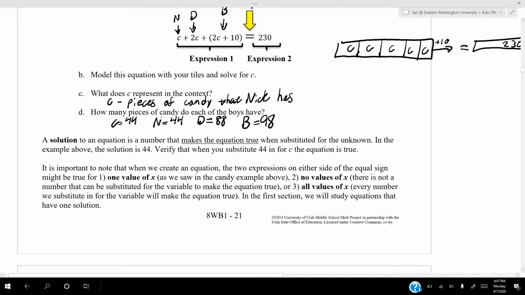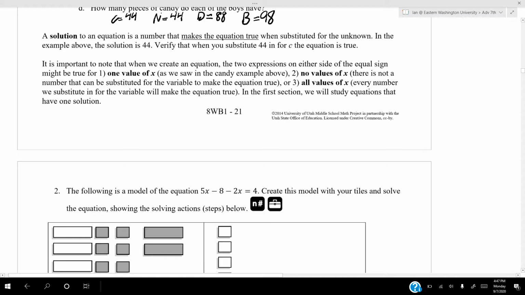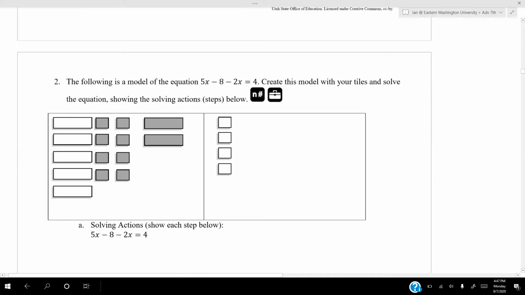So now we're going to look at a lot of equations that have one solution for now. We will look at some that have none and all. It's going to be a lot of fun, guys. Trust me. So I'm going to model this one for you guys.